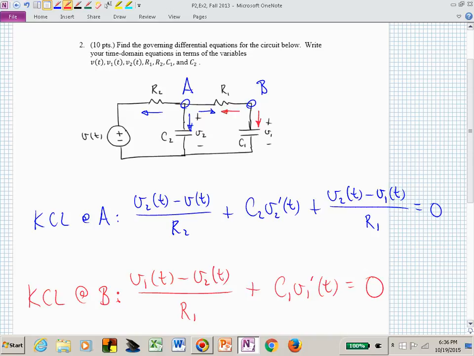Okay, why do we have... Pardon? Okay, alright, why are we doing a KCL at B? So how many equations, first off, you look at this circuit, and how many energy storage devices do you have?